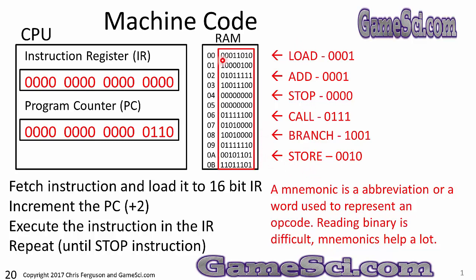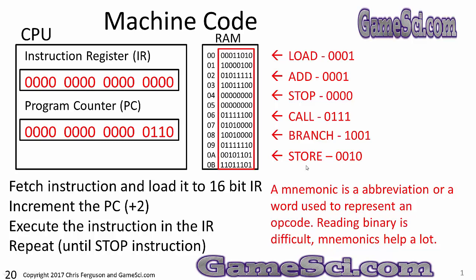If you look at address 0, 0001 implies that command is a load. Look at address 2, 0101 implies it's an add command. The 4 zeros here is a stop command. 0111 at address 6 could be a call command to execute. 1001 could be a branch command. And 0010, as we've looked at before, is a store command.